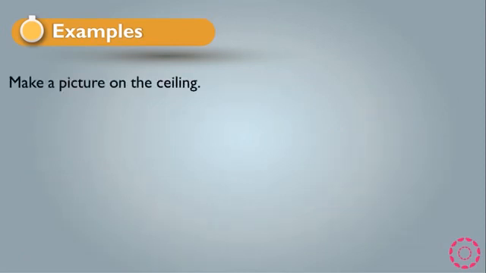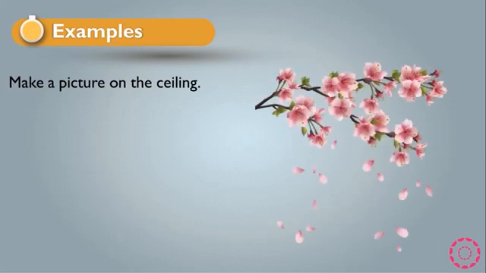Another example: they make a picture on the ceiling. This is active and it became: a picture is made on the ceiling. As you see, a picture is the object and it is singular, so we use is, and make is present, so we have to change it to the past participle, which is made, and on the ceiling is the complement.